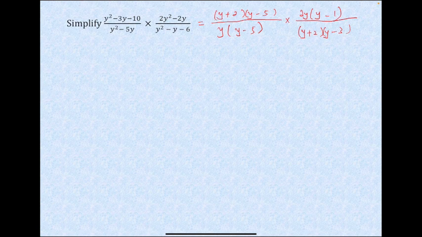Now, what you can do is start cancelling off. Because this is multiply, y minus 5 divided by my y minus 5, that is 1. Here, I've got y plus 2 and y plus 2. Remember, this is multiplication, so therefore you can cancel off. If it is addition, you cannot. All right? And then y and y cancel off. So the whole expression will now become 2y minus 1 over y minus 3.